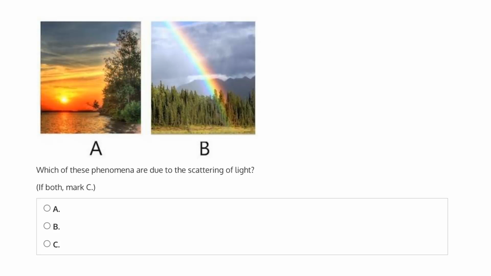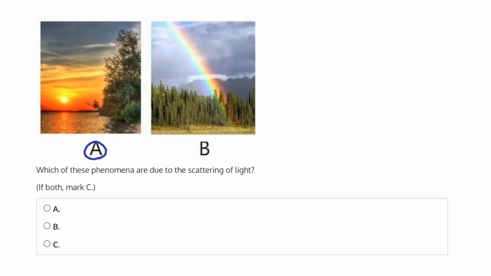The question says, which of these phenomena are due to the scattering of light? Is it A, a sunset, B, a rainbow, or C, both are due to the scattering of light? So let's talk about these one at a time, starting with A, the sunset.